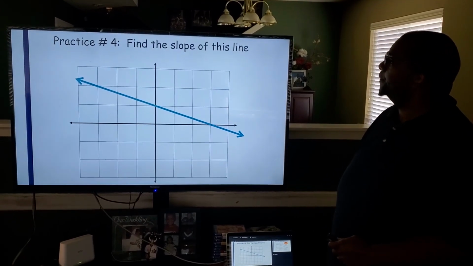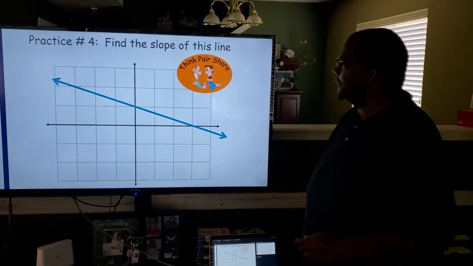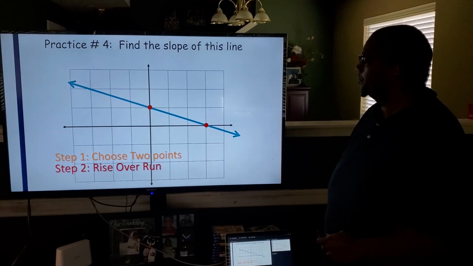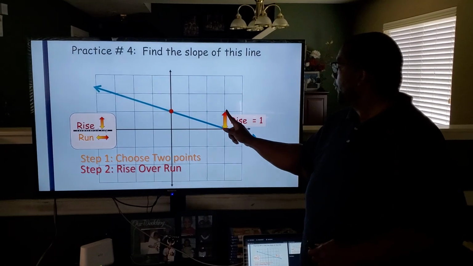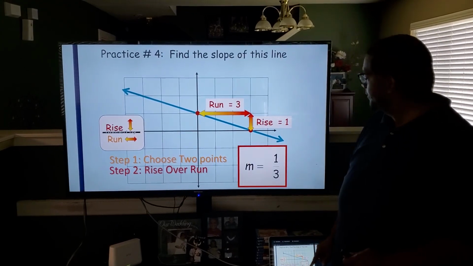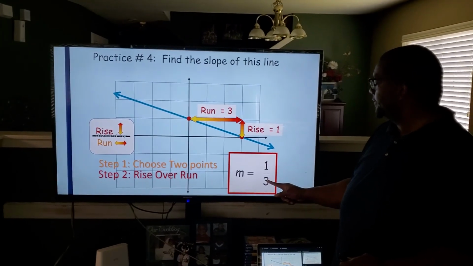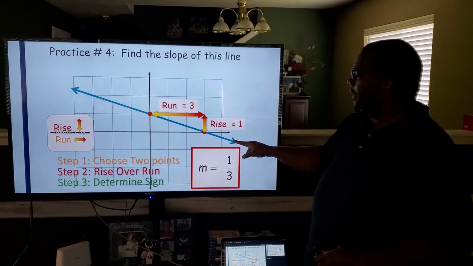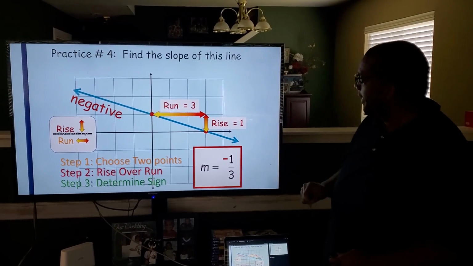Okay? Practice number 4. Okay, think, pair, share. Choose 2 points. Here we're going to go rise 1, run 3. Our rise was 1, our run was 3. We know that our line is going downhill. That tells us we have a negative slope. So we have a -1/3.